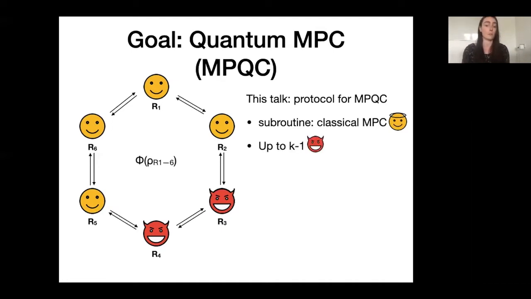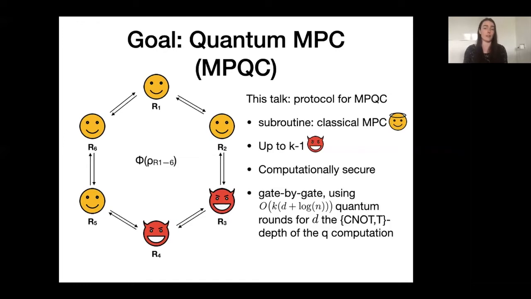The protocol I will present is secure against coalitions of up to k-1 corrupted players, where k is the total number of players. And it's computationally secure, so there is some underlying hard problem that we assume cannot be solved by a quantum computer in polynomial time. And I want to stress here that this computational assumption only comes from the underlying classical MPC.